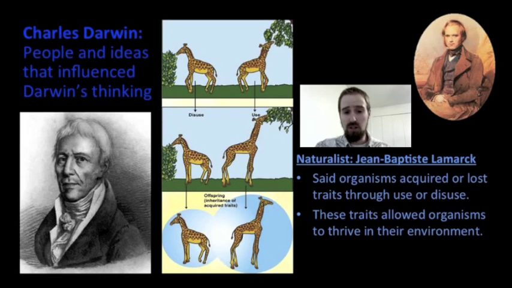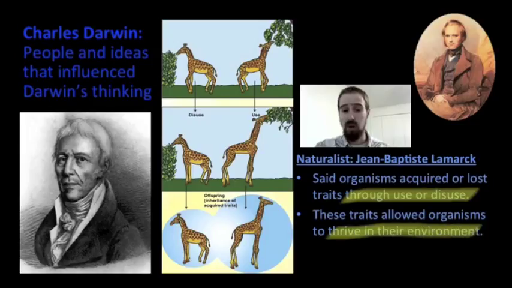Charles Darwin was also versed in the work of one Jean-Baptiste Lamarck, who had his own theory of evolution that turned out to be factually inaccurate in many ways. Lamarck said that organisms acquired or lost traits through use or disuse, and that these acquired traits not only helped an organism to thrive in its environment, but can also be passed on to the organism's offspring.